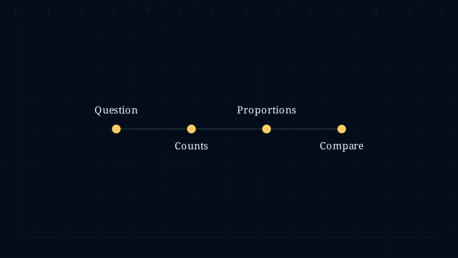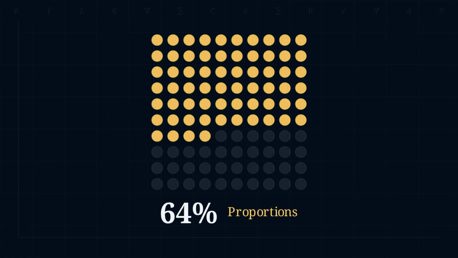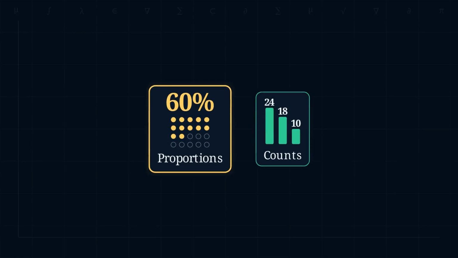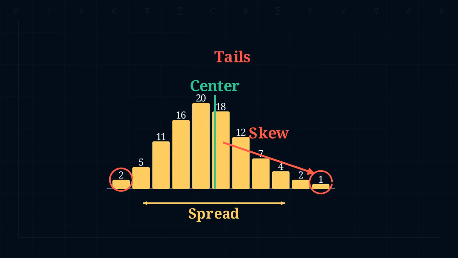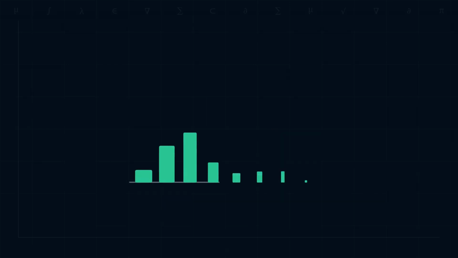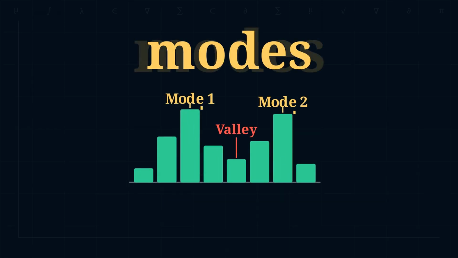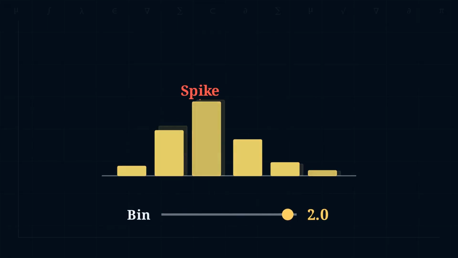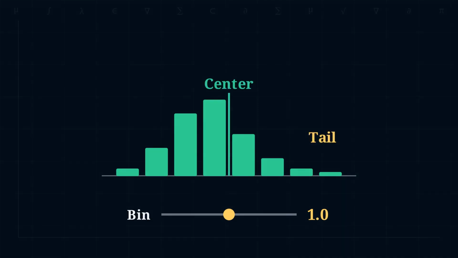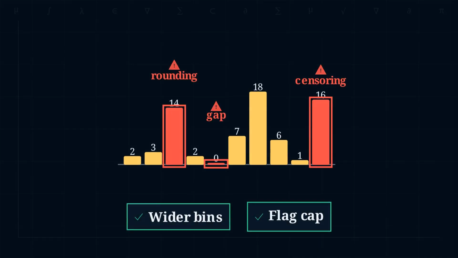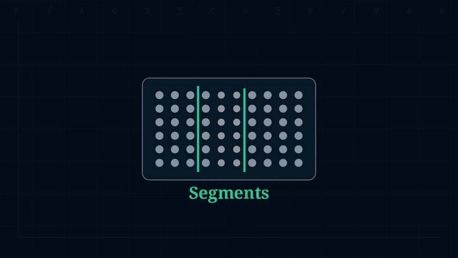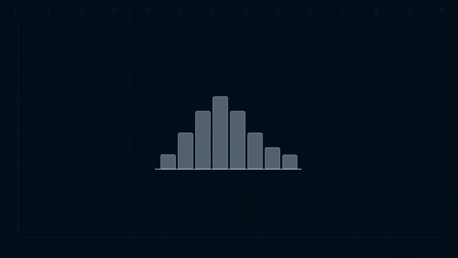A clean workflow is short and disciplined. Start by deciding whether counts or proportions matter for the question at hand. If you care about shape across groups, proportions beat counts. Scan the histogram for center, spread, skew, tails, and modes, and name each feature in words, not hopes. Adjust the bin width within a sensible range and keep only the features that survive the adjustments. Note any artifacts from rounding or censoring, then translate what you see into choices, like robust summaries, segmentation, buffers, or different model assumptions.